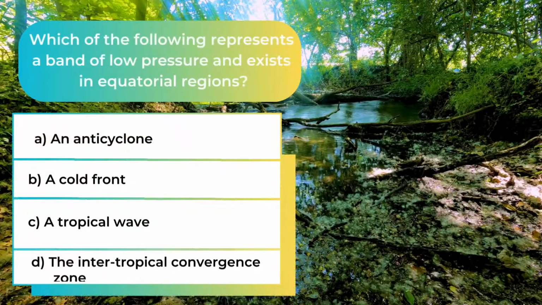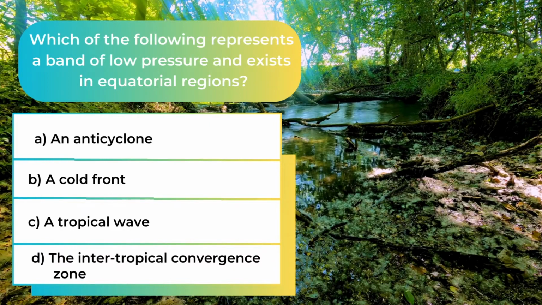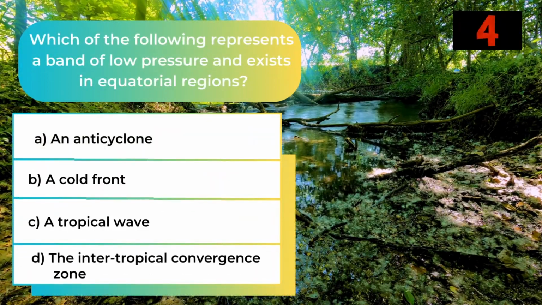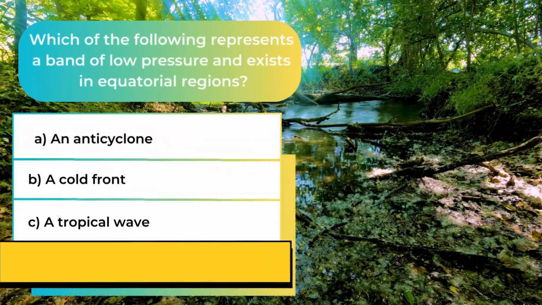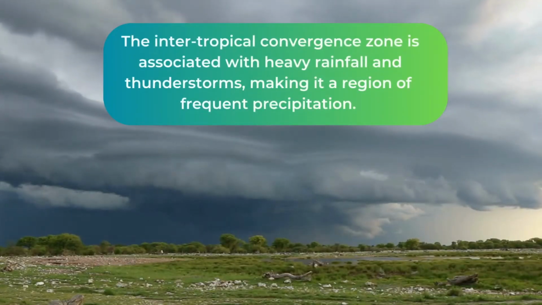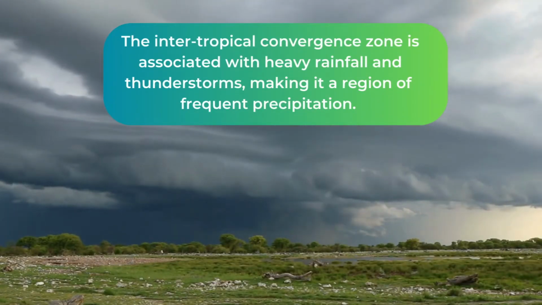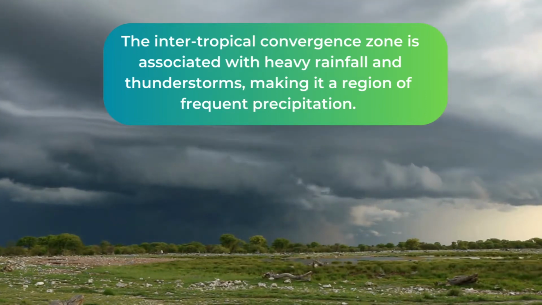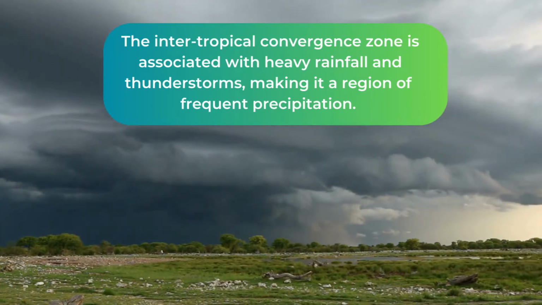Which of the following represents a band of low pressure and exists in equatorial regions? The answer is D. The intertropical convergence zone. The intertropical convergence zone is associated with heavy rainfall and thunderstorms, making it a region of frequent precipitation.